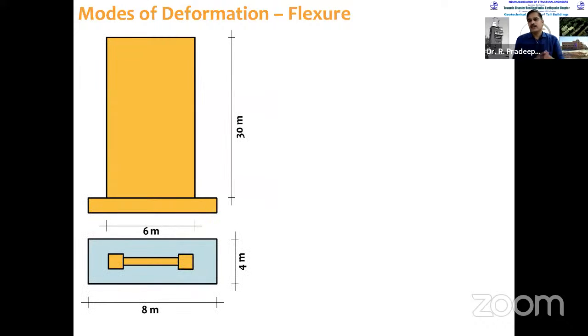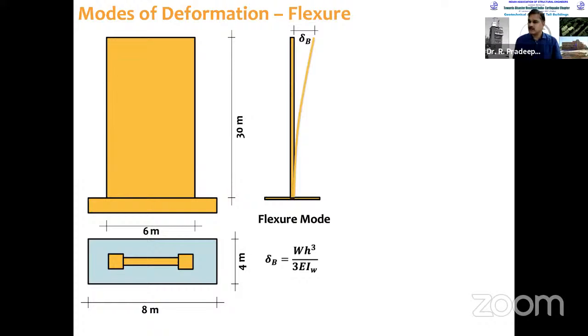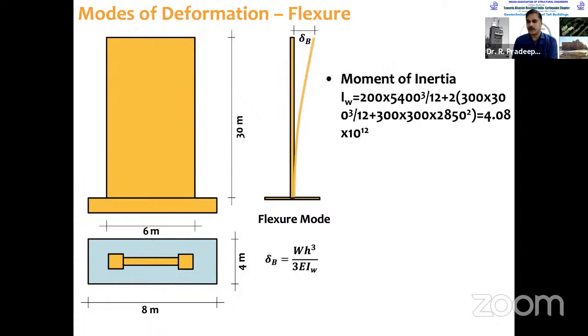Then the second mode of deformation is flexure deformation. In this case, flexure deformation will be dominant compared to shear deformation. So flexure deformation, we know the formula. This is single curvature, not the double curvature. If it is fixed, then it is double curvature. Usually shear deformation comes under double curvature. So WH cube by 3EI, you know that. I we can compute using the numbers there. Already dimensions are available. So bending deformation is 6.24 into 10 raised to the power of minus 5 W millimeter.